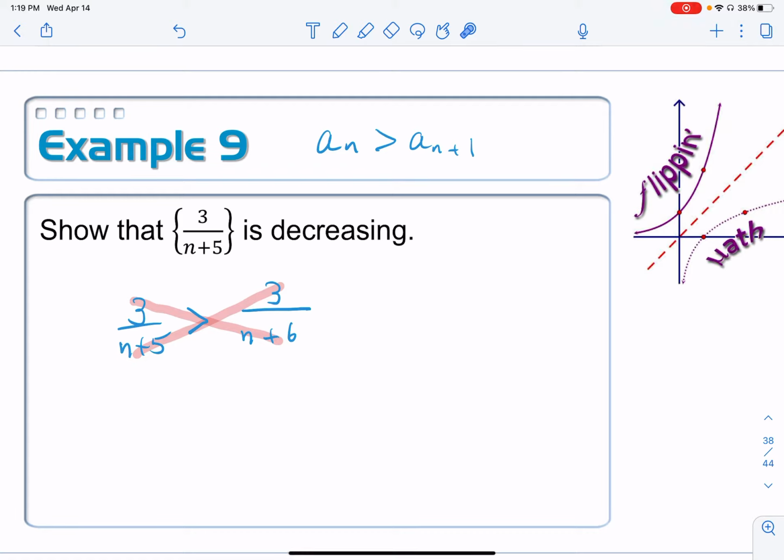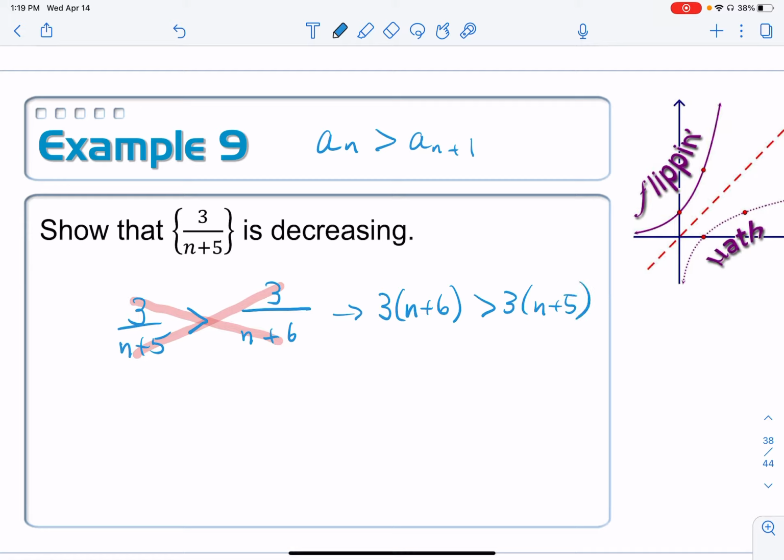Our 3's are positive when I cross multiply there. It does not switch our inequality sign, so this is equivalent to 3 times n plus 6 greater than 3 times n plus 5. Is this still a true statement?